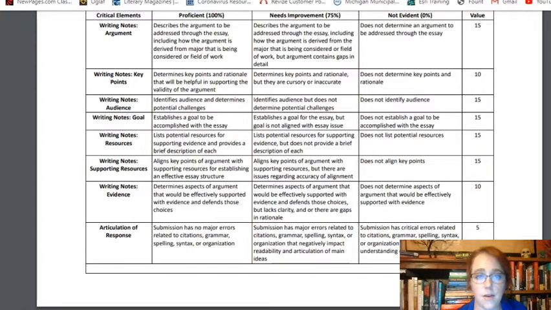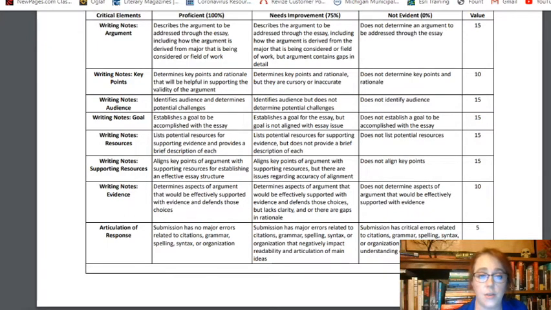Do you describe the argument to be addressed in the essay, including how the argument is derived from the major that is being considered or your field of work? Do you present your argument and tell me how it's connected to your major? Awesome. Great. Key points. Do you determine key points and a rationale that will be helpful in supporting the validity of your argument? You state your argument. Do you give me 3 key points that are going to help convince your audience that you are right?